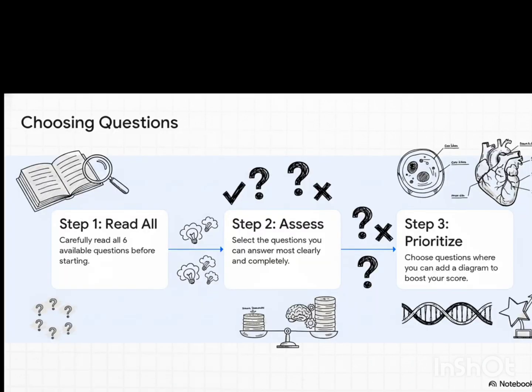Okay, this is super important. The choice in Section B is your secret weapon, but you have to use it wisely. Don't just pounce on the first question that looks familiar. Take a deep breath and read all 6 questions first. Then ask yourself, which of these can I answer the most completely? And here's the pro tip. If a question gives you a chance to draw a diagram, go for it. A neat, well-labeled diagram is an absolute score booster.